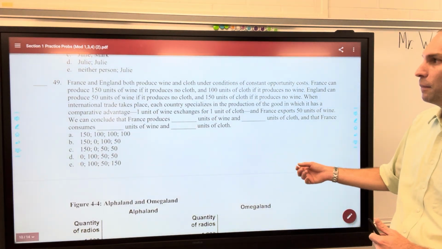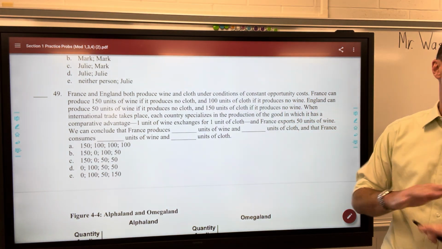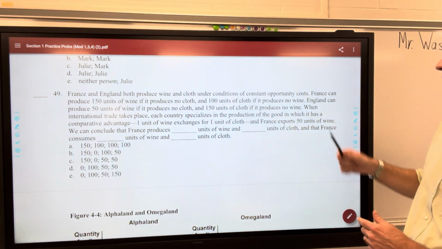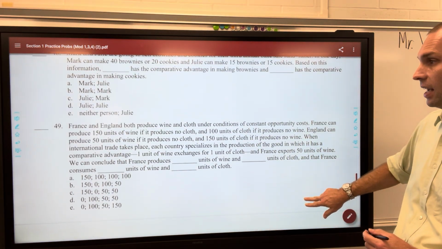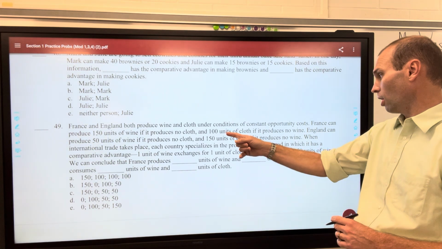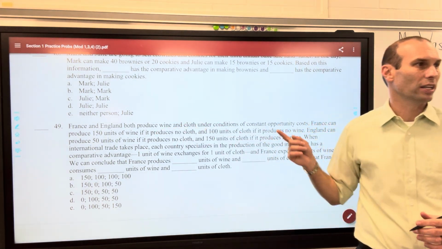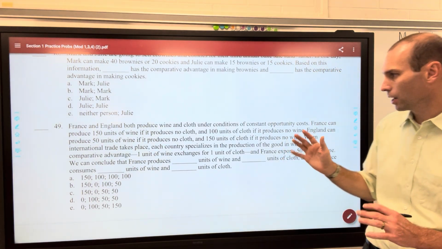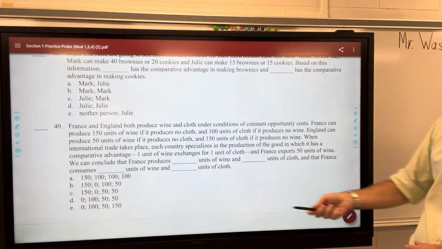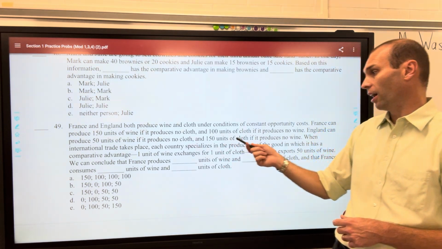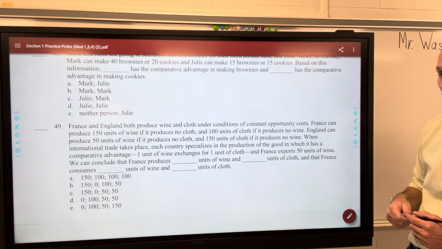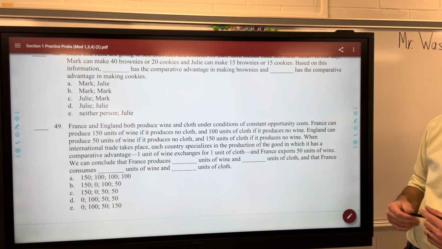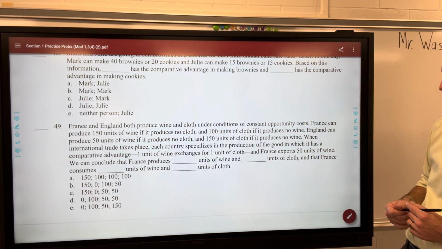All right, feeling good. So it says constant opportunity cost, straight lines. That means whatever the ratio is, it's the ratio the whole way. So France can make 150 units of wine if it produces no cloth, and 100 units of cloth if it produces no wine. That's your ratio. You guys understand? It's just like the Japan one and cars in the US. England can produce 50 units of wine if it makes no cloth, and 150 units of cloth if it produces no wine. You guys got it?